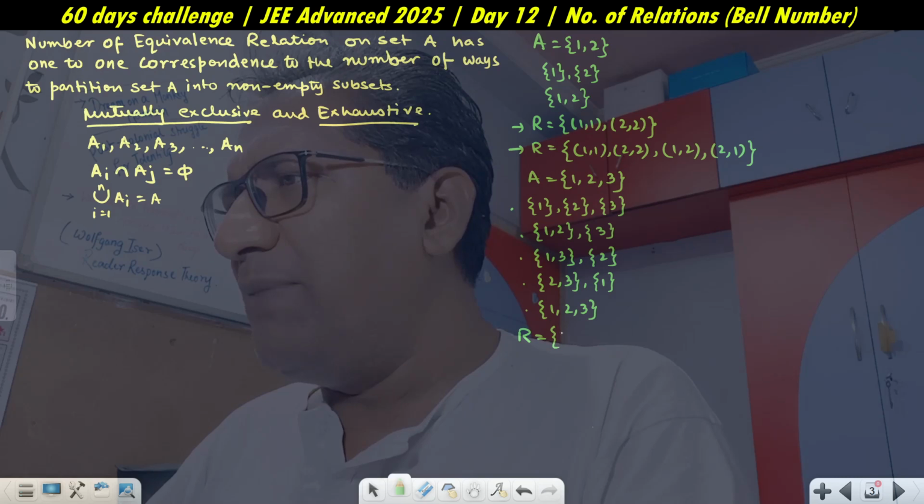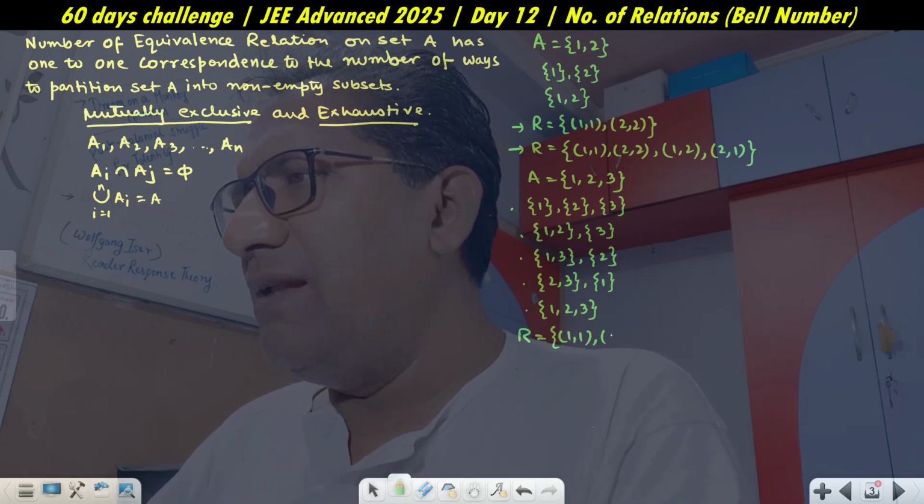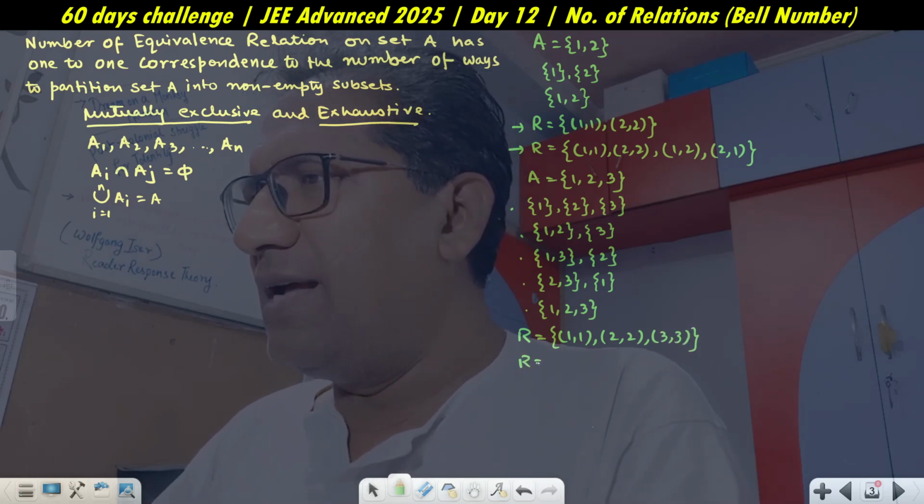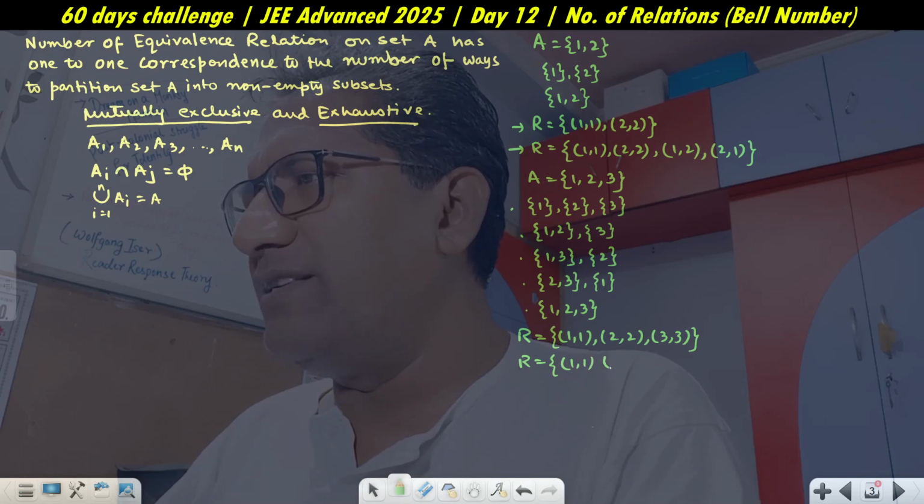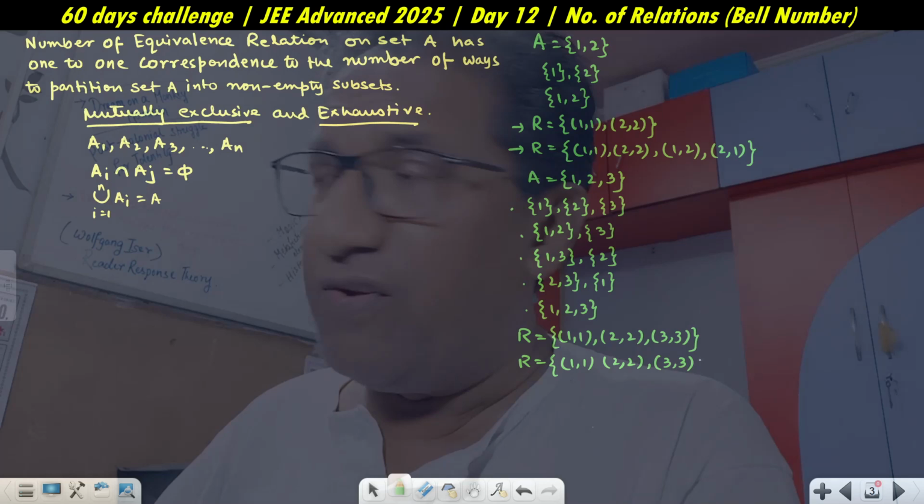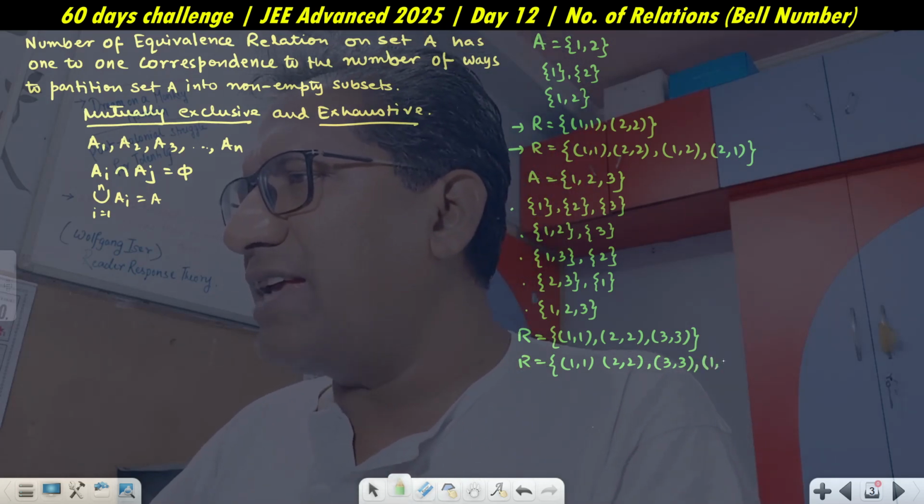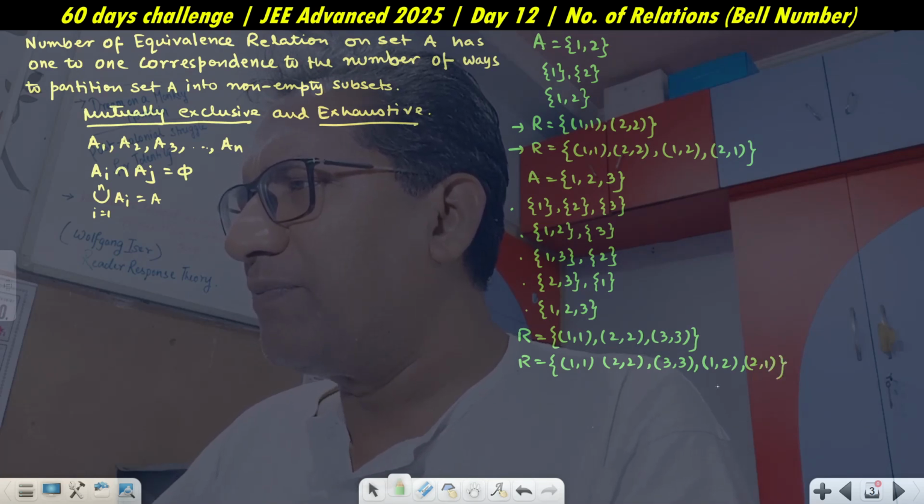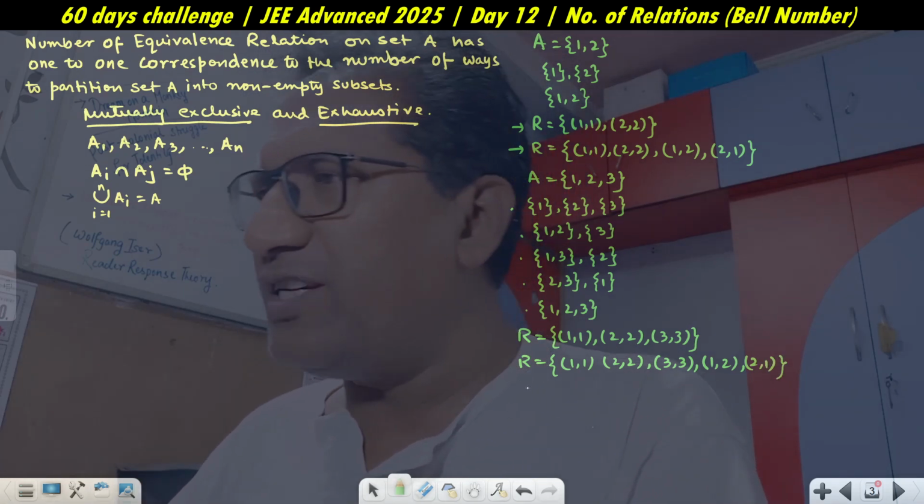Now let us try to find out the maximum number of equivalence relations possible on this set. One relation can be like this. The elements (1,1), (2,2) and (3,3) are there. That's it. Another relation can be like this. (1,1) is there, (2,2) has to be there, otherwise it will not be reflexive. But in this case we are having (1,2) and (2,1). Okay, this is an equivalence relation.